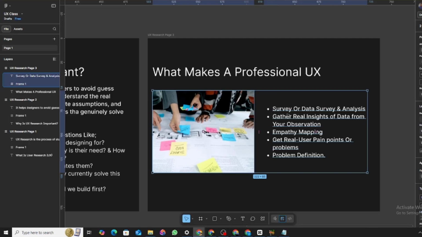So when you are doing your survey or data survey insights, of course we all know that when you are doing your research, you have to first of all draft your questionnaires, and drop these questionnaires to the users who might be needing this product.